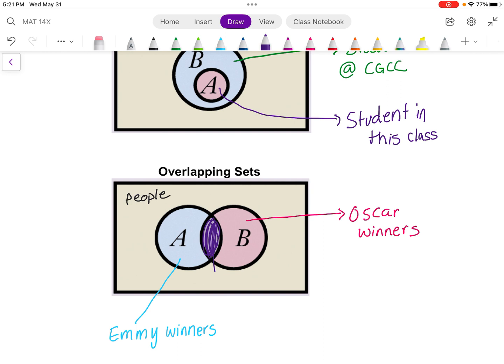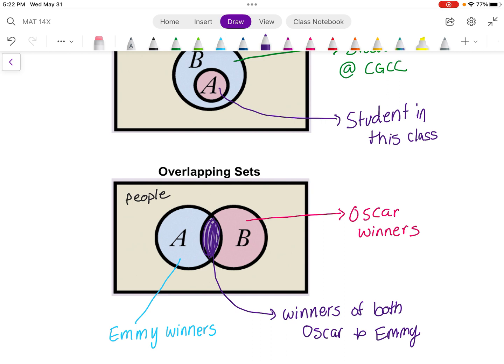And so that purple section in there then would be people who are winners of both Oscars and an Emmy. And then everyone in the brown area would be people who, like most of us normal people, have not won Emmys or Oscars. And so we would be floating around in the outside part of this Venn diagram.